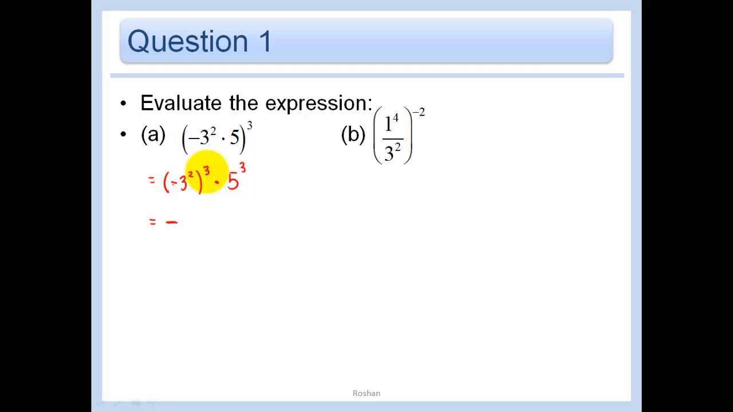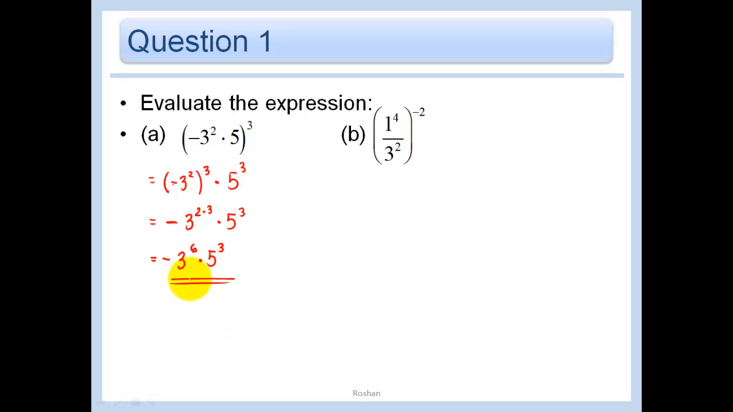And then I have my 3 squared cubed, so 3 to the 2 times 3 power, times 5 cubed. So now I have negative 3 to the 6th power times 5 cubed. I do not have the same bases, so I cannot multiply. And I'm fine with you leaving your answer just like that.